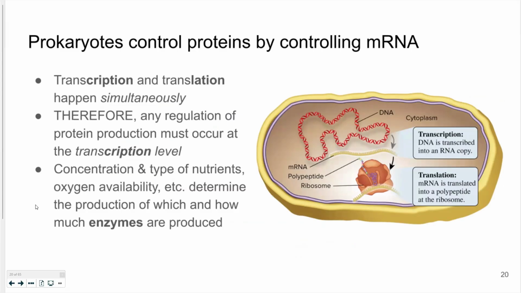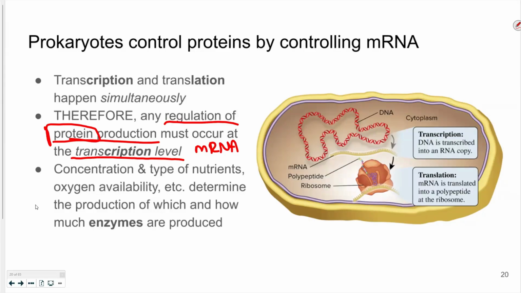The control over gene expression in prokaryotes has fewer options because in prokaryotes, the processes of transcription and translation occur at exactly the same time. So therefore, if we want to regulate how much protein is being produced, we have to also regulate what's going on at the transcription level. So if we want to control how much protein is being made, we have to control how much mRNA is being made.